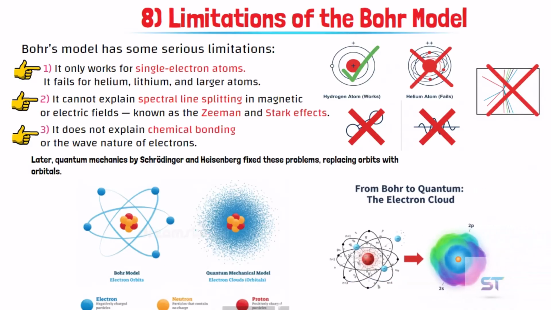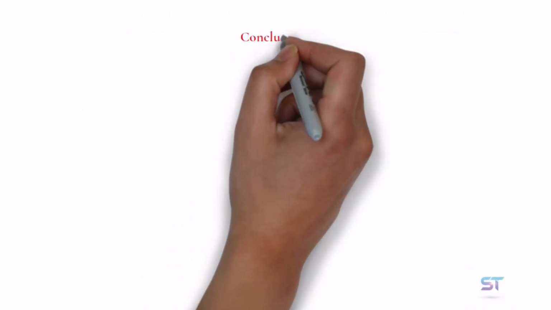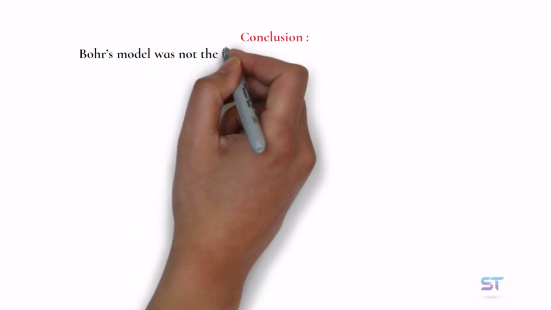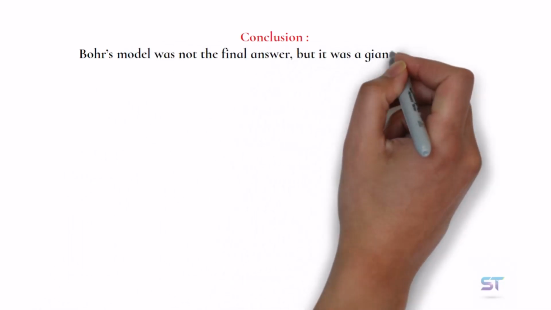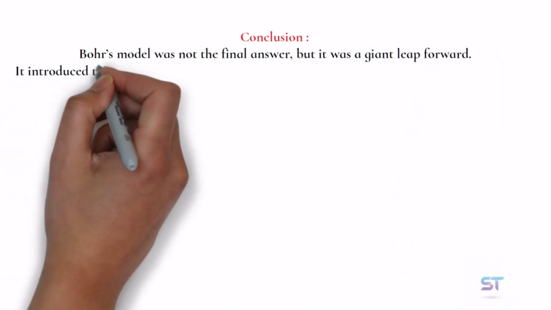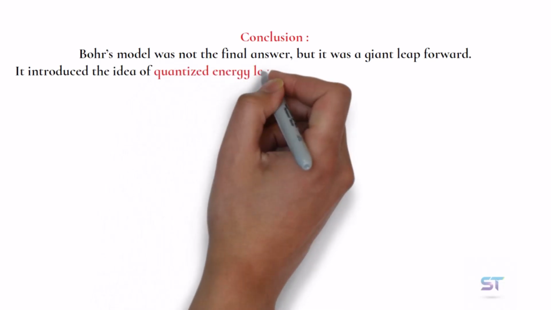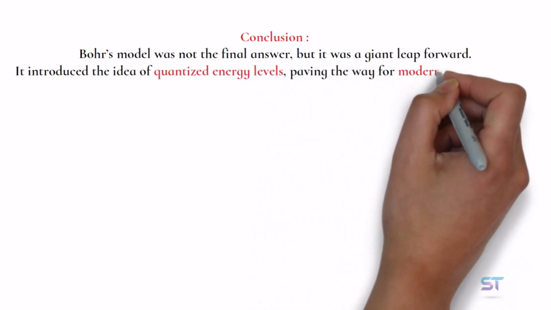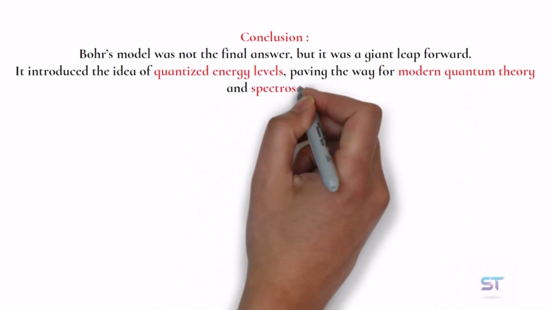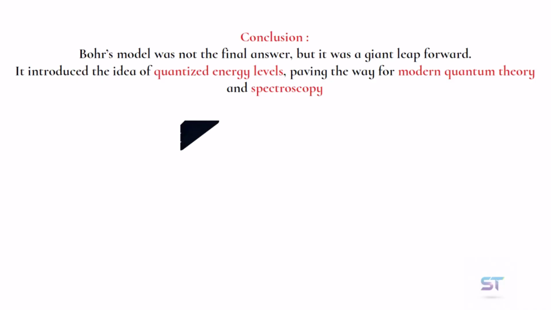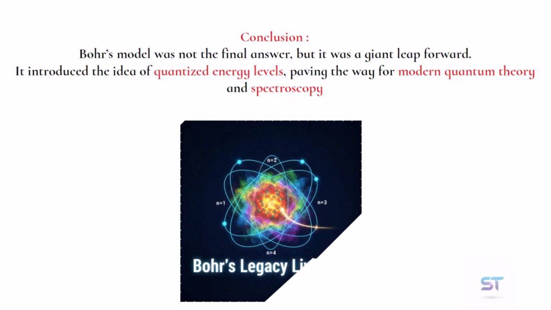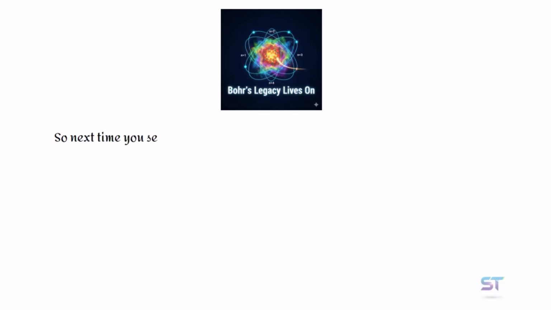And we finish with these conclusions. Bohr's model was not the final answer, but it was a giant leap forward. It introduced the idea of quantized energy levels, paving the way for modern quantum theory and spectroscopy. So next time you see the bright colors in the hydrogen spectrum, remember that's Bohr's model in action.